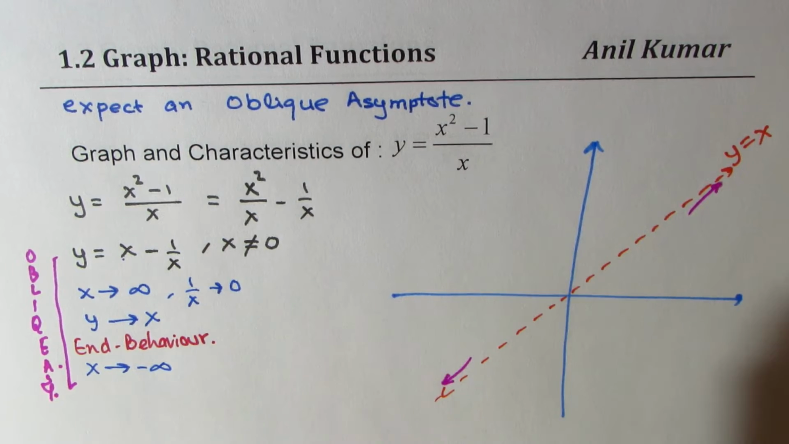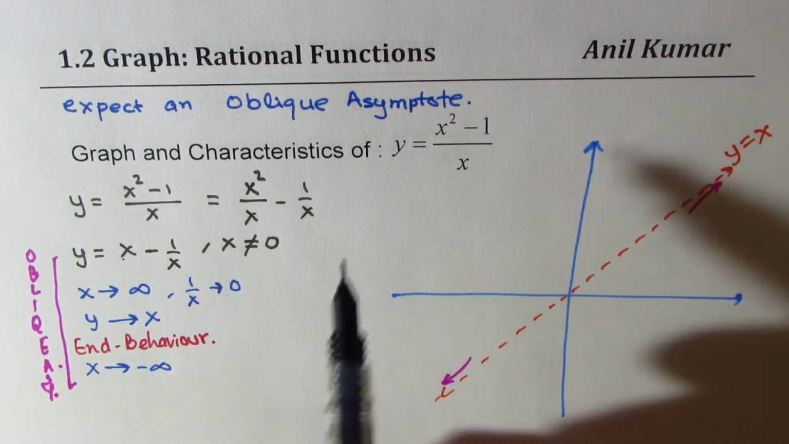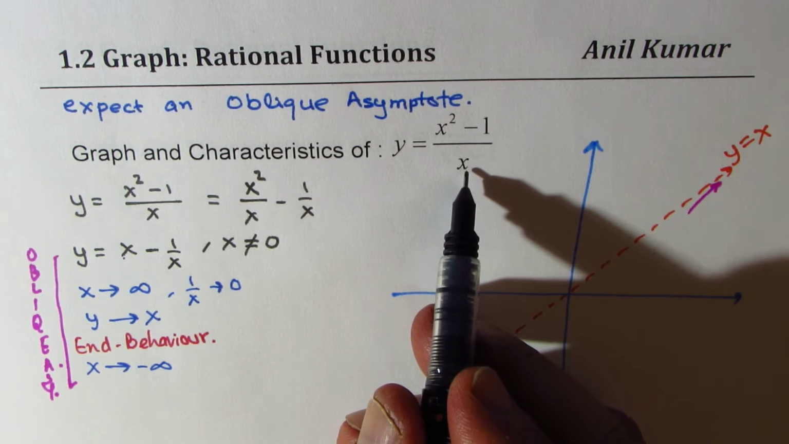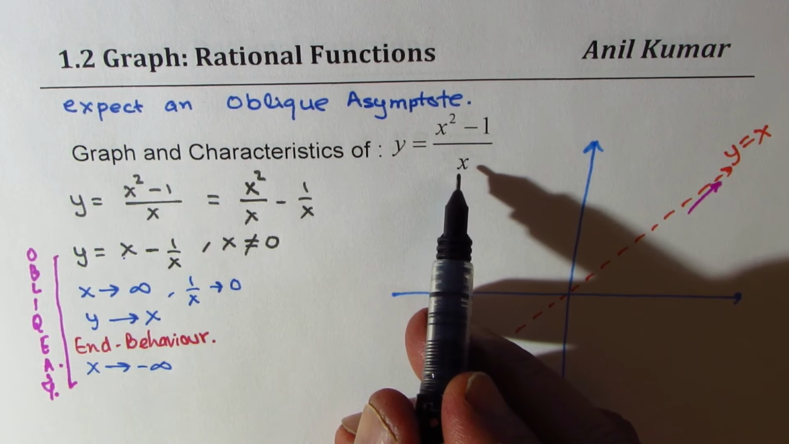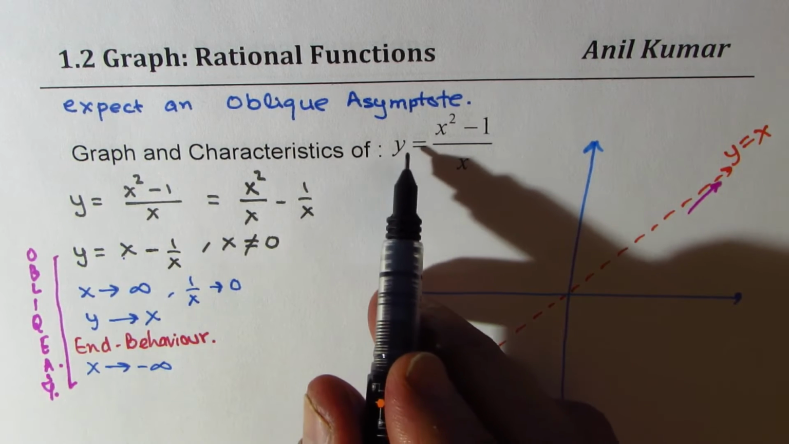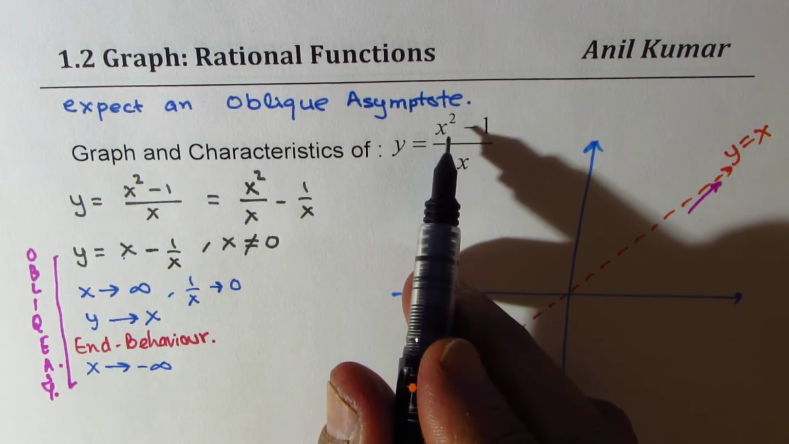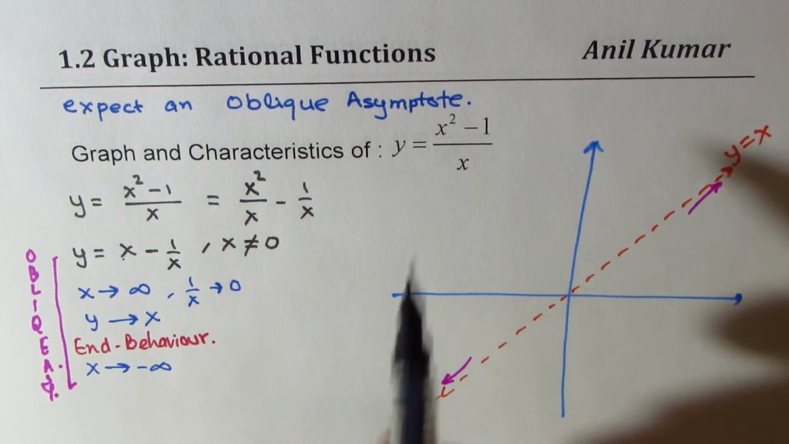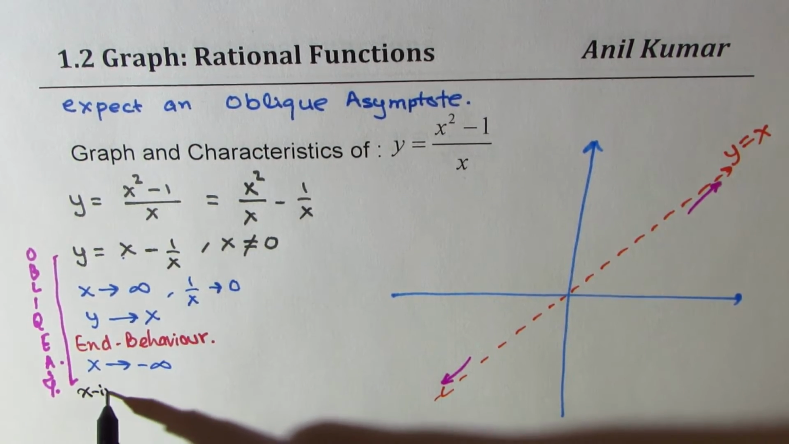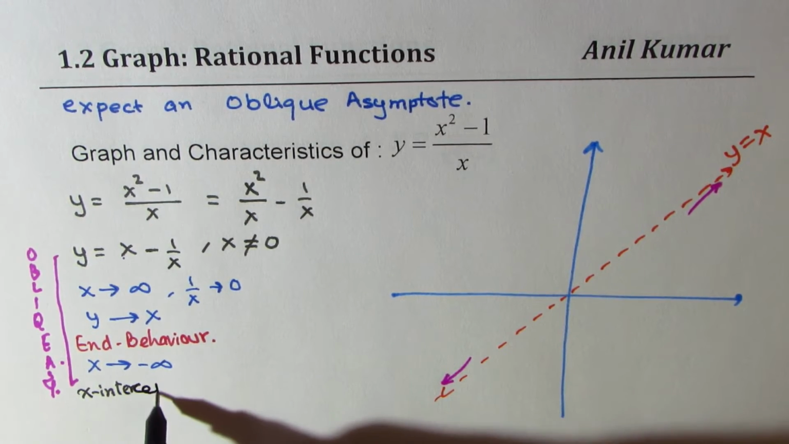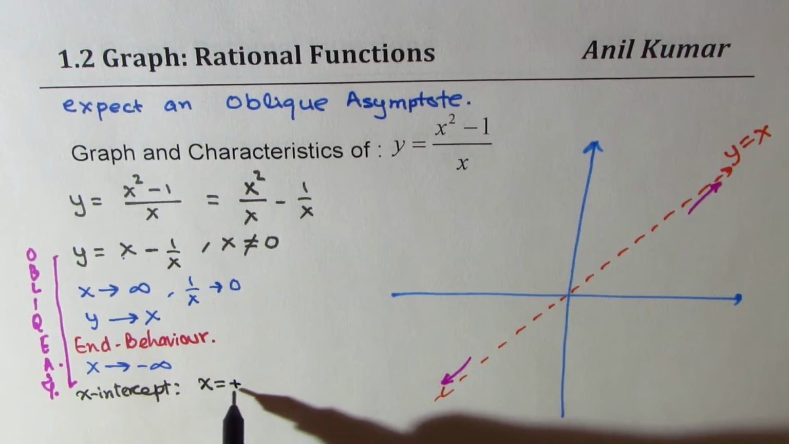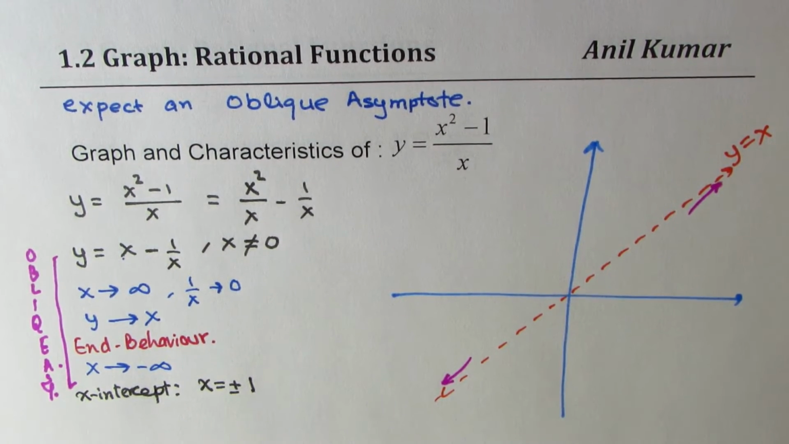Okay, now let's sketch the other things, which are the x and y intercepts. So from this function, we know that x cannot be equal to 0, right? x is not equal to 0. However, y could be 0, right? So y could be 0 for 2 values of x. So that gives us the x-intercepts. So that is at x equals plus minus 1, correct? So those are two intercepts.